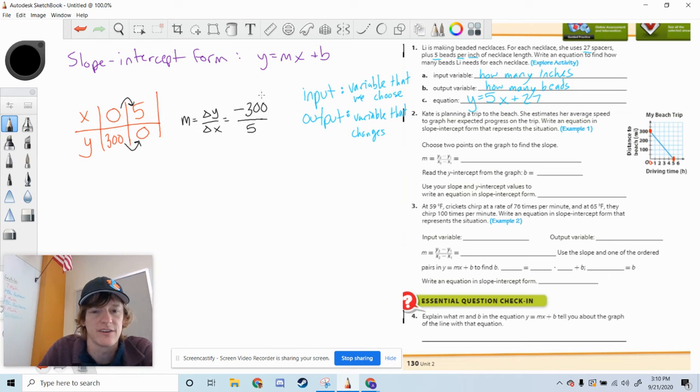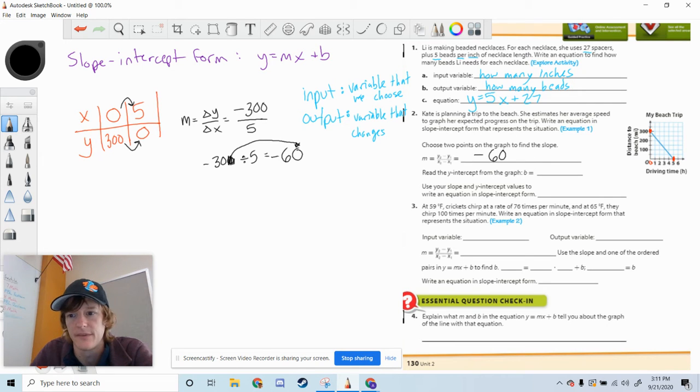Now we can simplify this. We're going to do negative 300 divided by 5. So 30 divided by 5 is going to be 6. Make it negative because that's negative, and add the 0 that I scribbled out. So this will be negative 60. And then it would be miles per hour. So this person's getting 60 miles closer every hour. Getting closer by 60, closer by 60, closer by 60, closer by 60, and then they get there after the last 60.